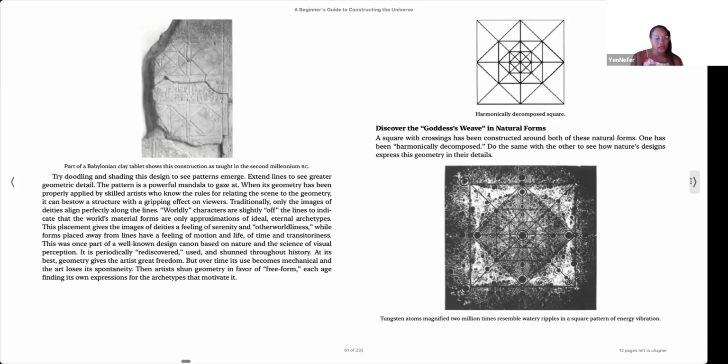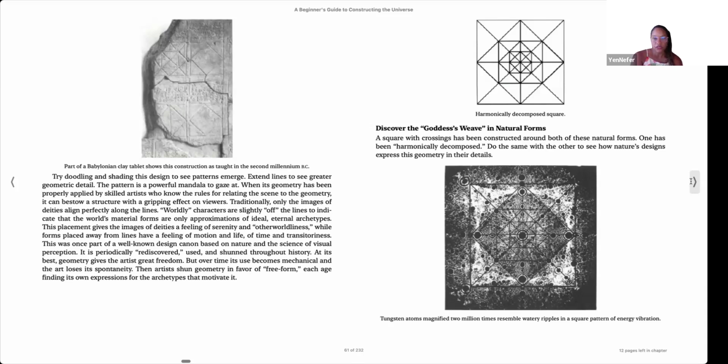It is periodically rediscovered, used, and shunned throughout history. At its best, geometry gives the artist great freedom, but over time, its use becomes mechanical and the art loses its spontaneity. Then artists shun geometry in favor of free form, each age finding its own expressions for the archetypes that motivate it.